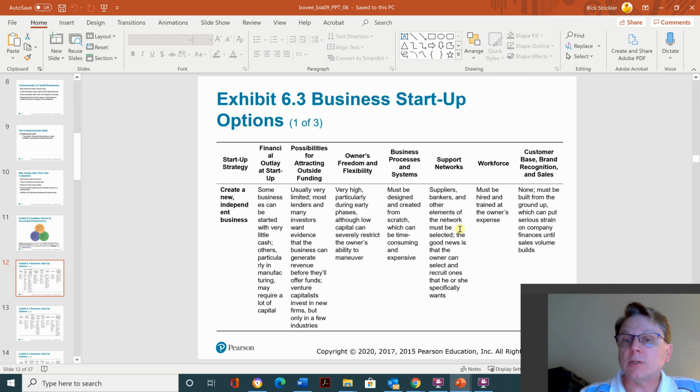Support networks: suppliers, banks, anyone that can help you grow your business. A workforce must be hired and trained if you have employees. And customer base, brand recognition. You really don't need anything like that unless you're going to need a base if it's a large operation from the very beginning, like Tesla. They had to create that right from the beginning.